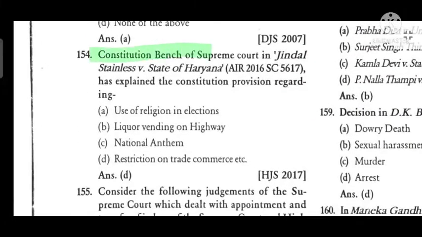The Constitution Bench of the Supreme Court in Jindal Stainless versus State of Haryana, 2016, has explained the constitutional provisions regarding restrictions on trade and commerce, etc.